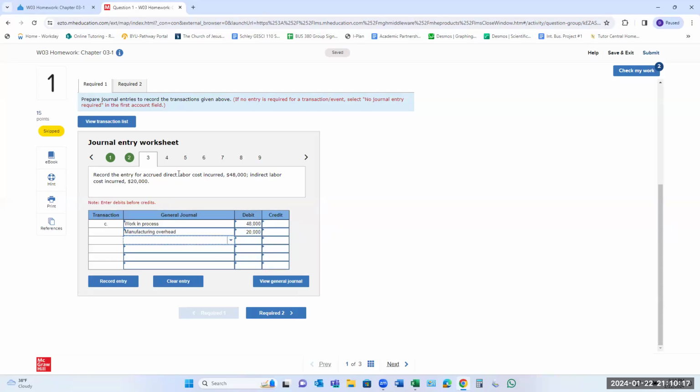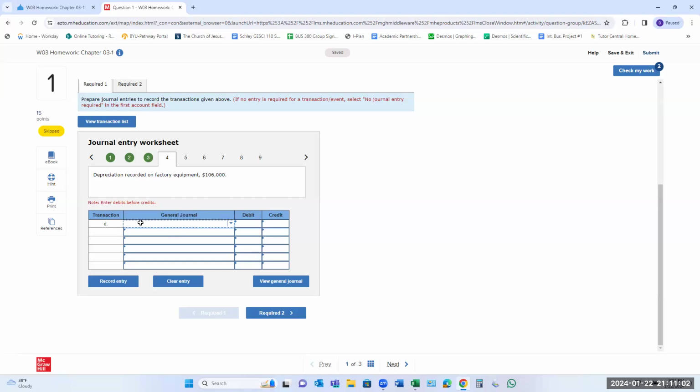So what's our credit? We have a labor cost, so we owe somebody for labor. So that would probably be salaries and wages payable, right? That's when we owe somebody for the work they did for us. And the total is going to be 68,000. And again, I got that number by adding the direct and the indirect together. Okay, that's everything for 3. 4, D. Depreciation is recorded on the factory equipment of 106,000.